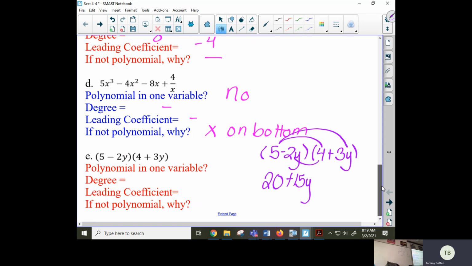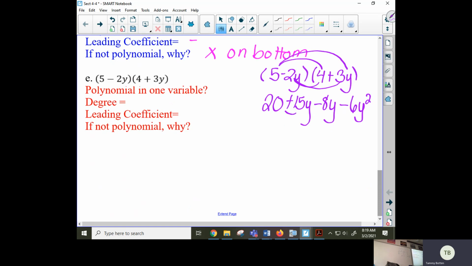Inside is negative 2y times 4, which is negative 8y. And then negative 2y times 3y is negative 6y squared. Now you would still want to combine your like terms. So this would be 20.